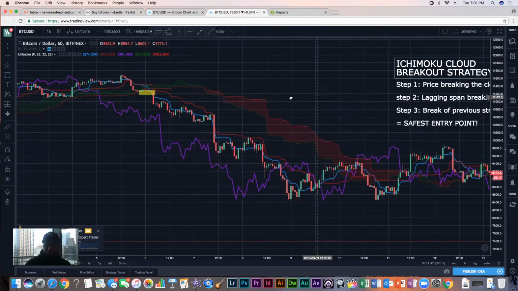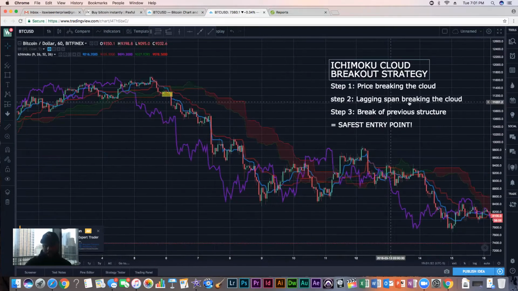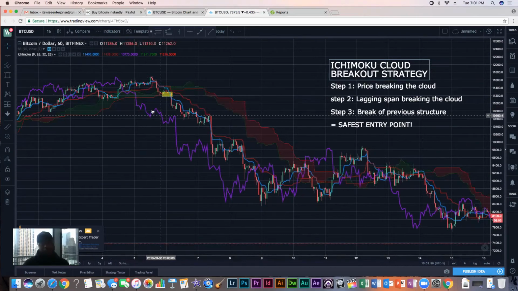Step two is the lagging span breaking the cloud. The lagging span is this purple line, which shows 26 periods in the past. Once this breaks the cloud with momentum, it's just a momentum indicator. It's showing you that it's a pretty strong trend. It's gonna go down really fast. So it's breaking the cloud right here.